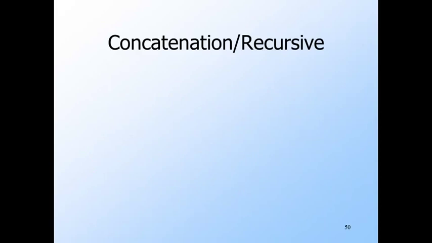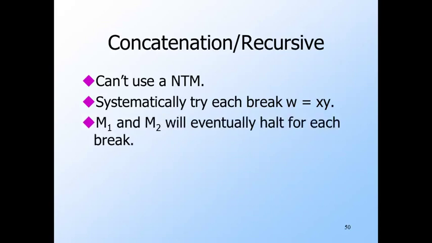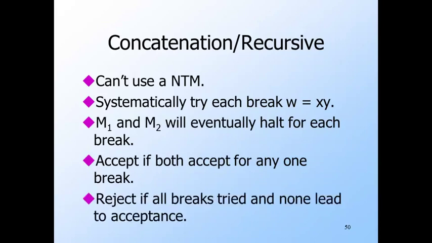Next, we claim the recursive languages are also closed under concatenation. We can't use the non-deterministic trick, or at least it's rather hard to do so. However, M will systematically try each possible breakpoint for W into XY, run M1 on X and M2 on Y. M1 and M2 always halt on each X and Y. If for any breakpoint both accept their pieces, then M accepts. But if all breakpoints lead to rejection by one or both of M1 and M2, then M eventually runs out of things to try and rejects.